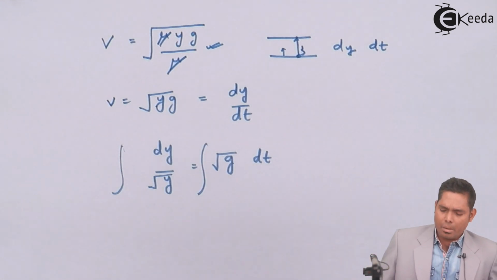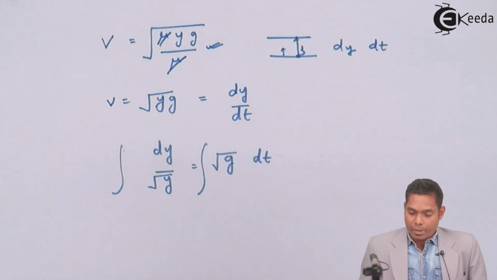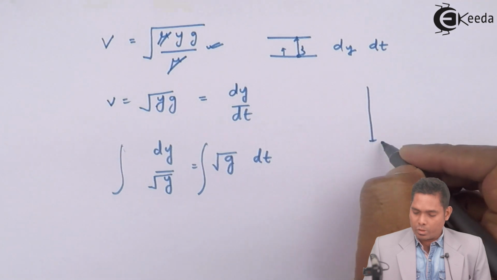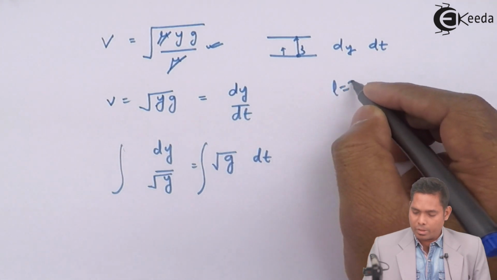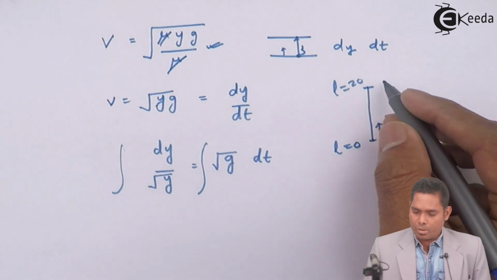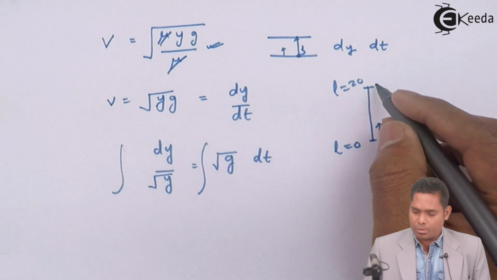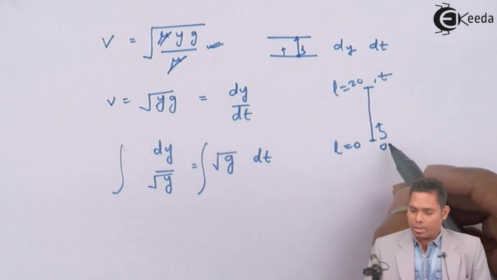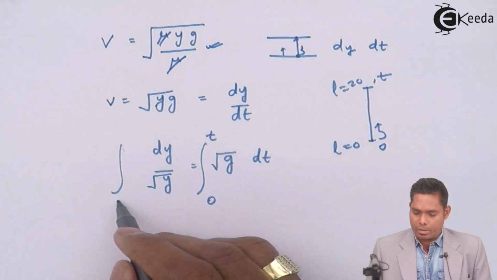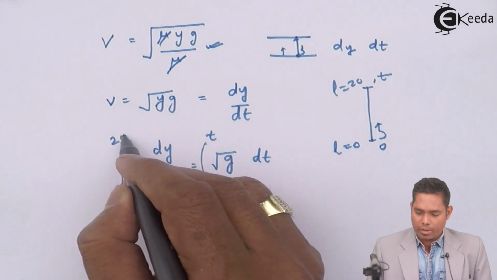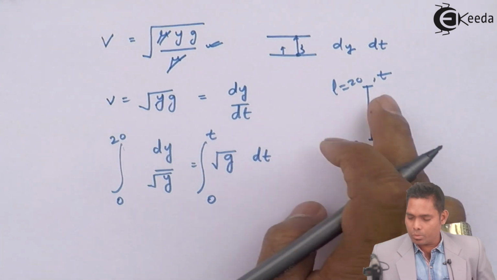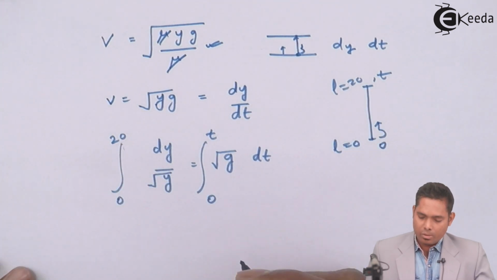Why is integration done? Because we want to find how much time it will take for this length of 20 meters, starting from length equals 0, the pulse has to travel up, and the time taken is, suppose, t. So I have to integrate 0 to t. Here the limit will be 0 to t, and here the length will be 0 to 20. Okay, length is 0 to 20. This has to cover this distance.